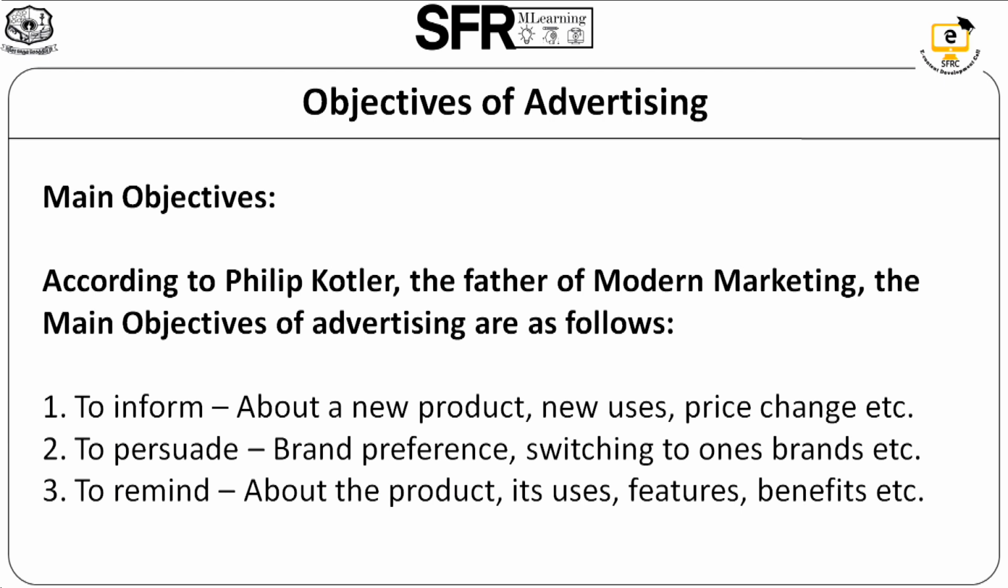According to Philip Kotler, the father of modern marketing, the main objectives of advertising can be categorized into to inform the customers, to persuade the customers and to remind the customers. To inform the customers means to inform them about the new product and new uses of the product. To persuade the customers means to make them prefer the product and to make them switch from one product to their product after viewing the advertisements. And the third one is to remind the customers about the product and its features again and again.